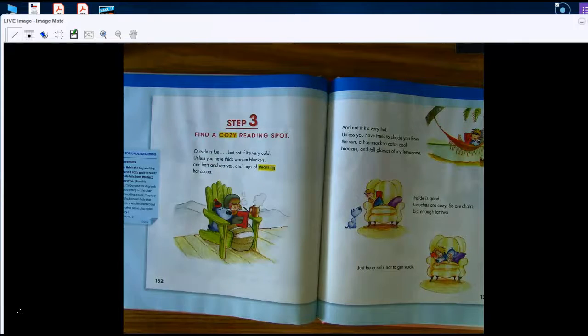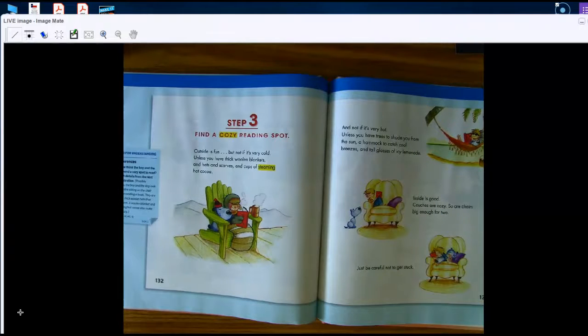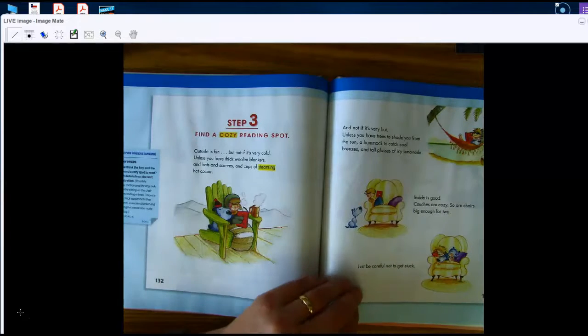And not if it's very hot, unless you have trees to shade you from the sun, a hammock to catch cool breezes, and tall glasses of icy lemonade. Inside is good. Couches are cozy. There's that word again, cozy. So are chairs big enough for 2. Just be careful not to get stuck.